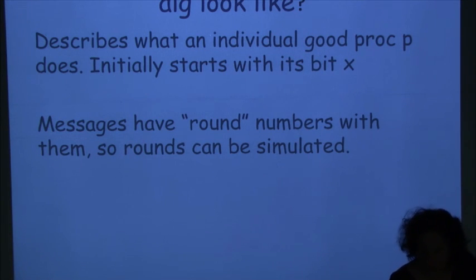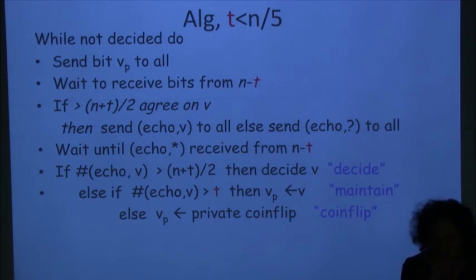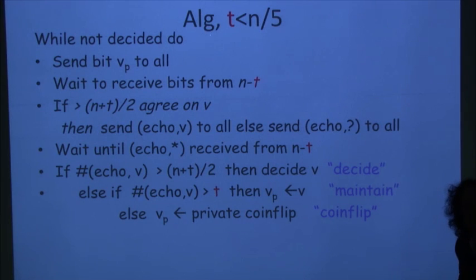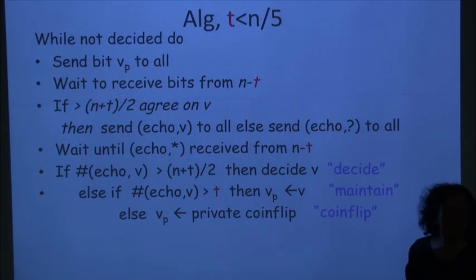So I'm going to show you Ben-Or's algorithm. This is not long after the impossibility result, when it was realized that you might want to use randomization to get around this.